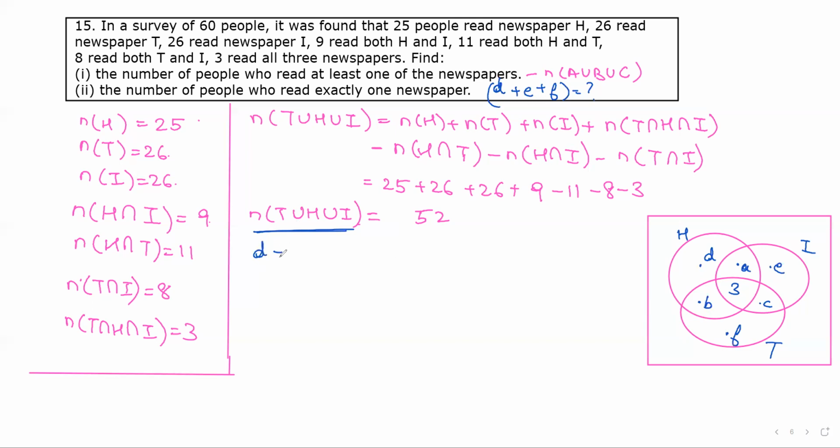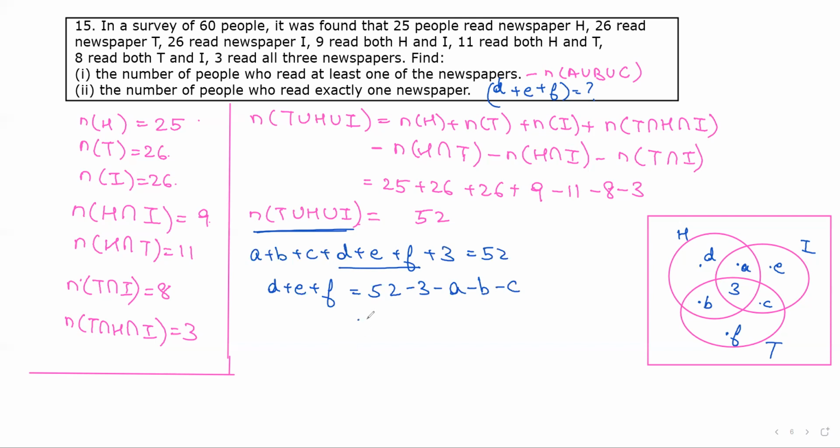Total value will be D plus all F values. A plus B plus C plus D plus E plus F plus 3 is 52. This we know. Now D plus E plus F is required. So leave it as it is, D plus E plus F, and shift everything on the right hand side. So 52 minus 3 minus A minus B minus C. This is 49 minus of A plus B plus C.